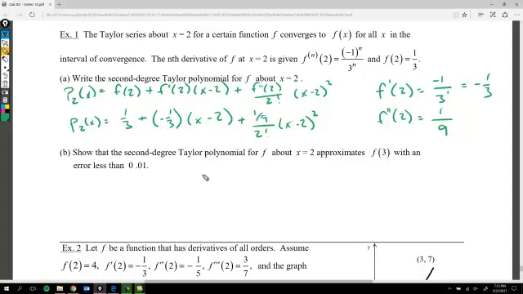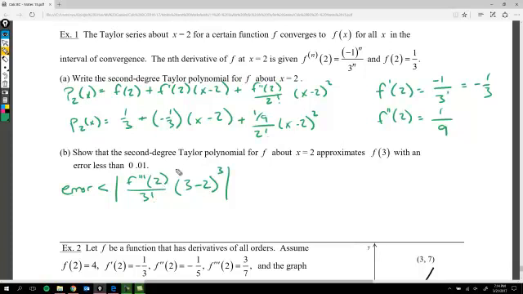Now they want me to show that an approximation of 3 gives me an error of less than 1/100th. Here's what I know. I know that my error is going to be less than my next term. I found up to the second derivative, so I need to find up to the third derivative. So I'm plugging 3 in right here. Remember, this would normally be x, but I'm plugging 3 in because that's what we're trying to approximate.